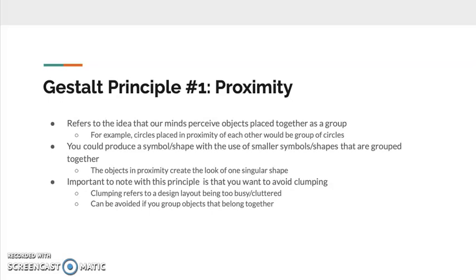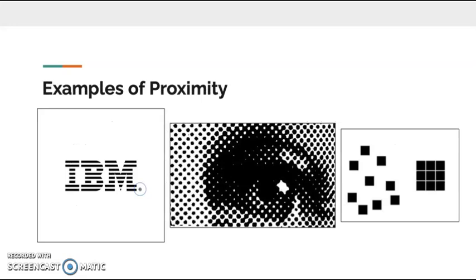One thing to note with this principle is that clumping could occur when it is in use. Clumping occurs when your layout is cluttered due to overuse of objects. This can be avoided so long as you group objects that belong together. These are the examples I chose to use for proximity.